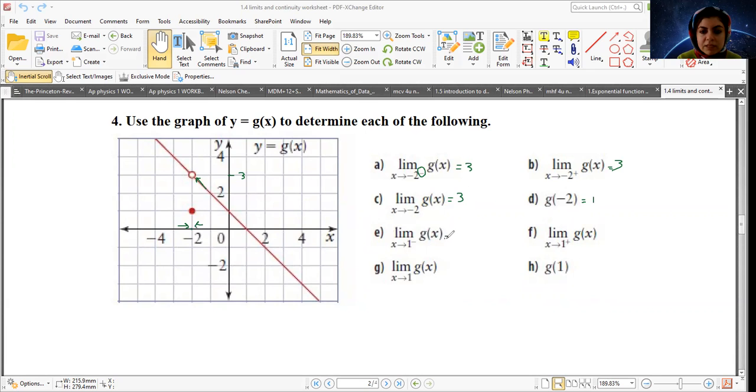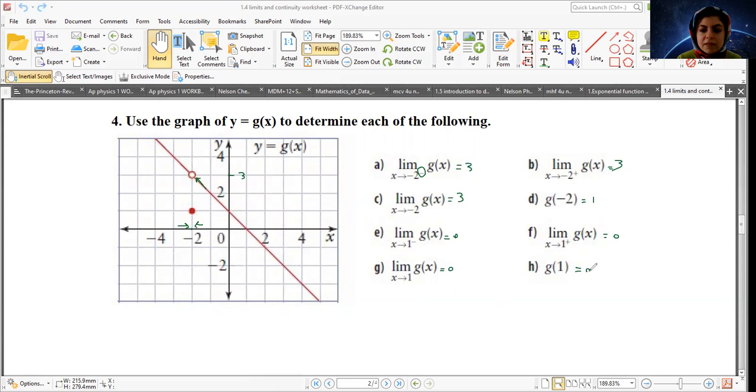Maybe you tell me this one as well. x goes to 1 from the negative side. So what would the y value be going to? It would be 0. Very good. How about from the right? It's 0 as well. And does the limit exist? Yeah, it's 0. Right. And what is g(1)?